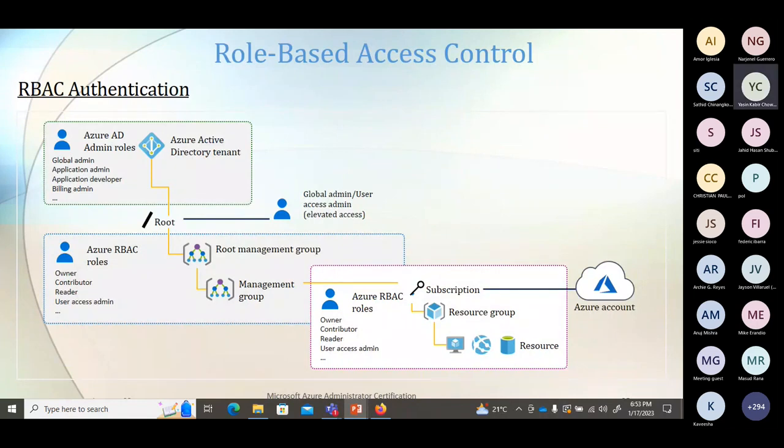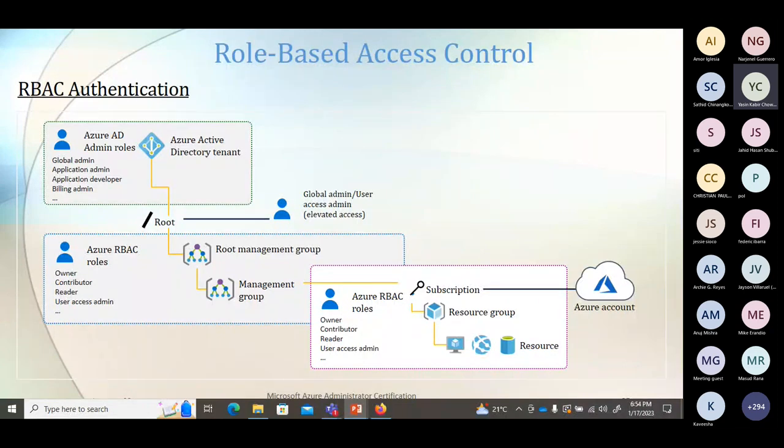And this is the authentication. So look, a global admin user has the full authority of Azure AD admin roles and also Azure RBAC roles. Azure AD admin roles include global admin, application developer, billing admin. But in RBAC roles, we have owner, contributor, reader, user access roles.